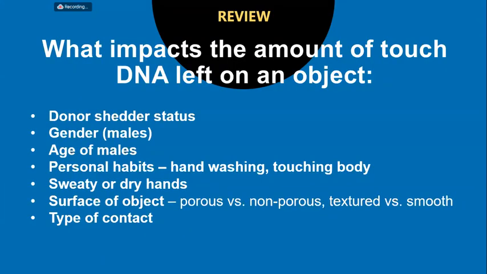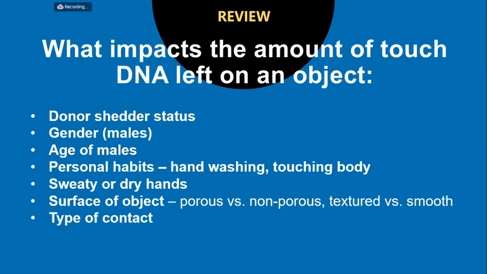If somebody has recently washed their hands, we are more likely to see less touch DNA. If someone has a personal habit of rubbing their face or parts of their body and then touches somebody, then they are likely also picking up epithelial cells from those other parts of their body and will have more touch DNA. Sweaty or dry hands. So if someone's hands, an assailant's hands, are sweaty, there is more touch DNA passed to an object or a person through that sweat. But we also see it with dry hands, that flaking skin.